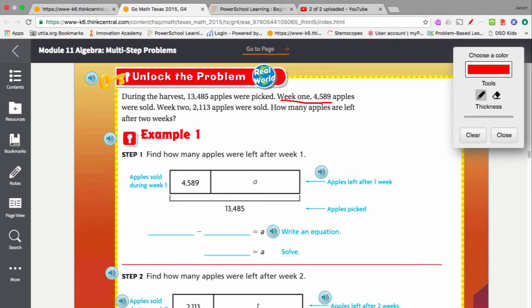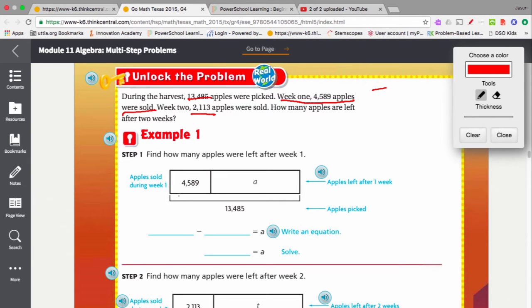So week 1, 4,589 apples were sold. That indicates subtraction from this number. Week 2, this many apples were sold, 2,113. How many apples are left after 2 weeks? Well, we need to find out how many apples were left after the first week before we can figure out how many were left after 2 weeks.